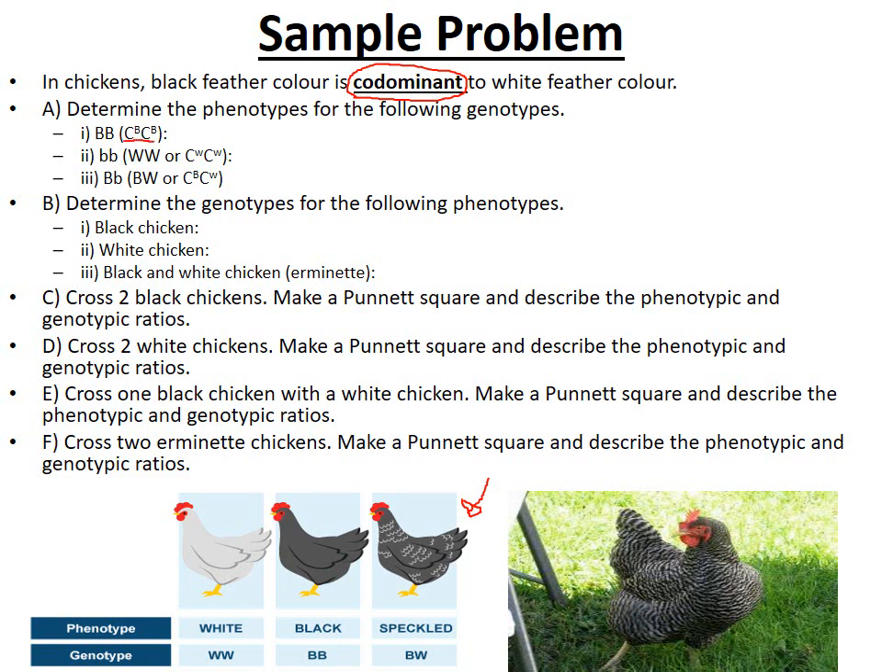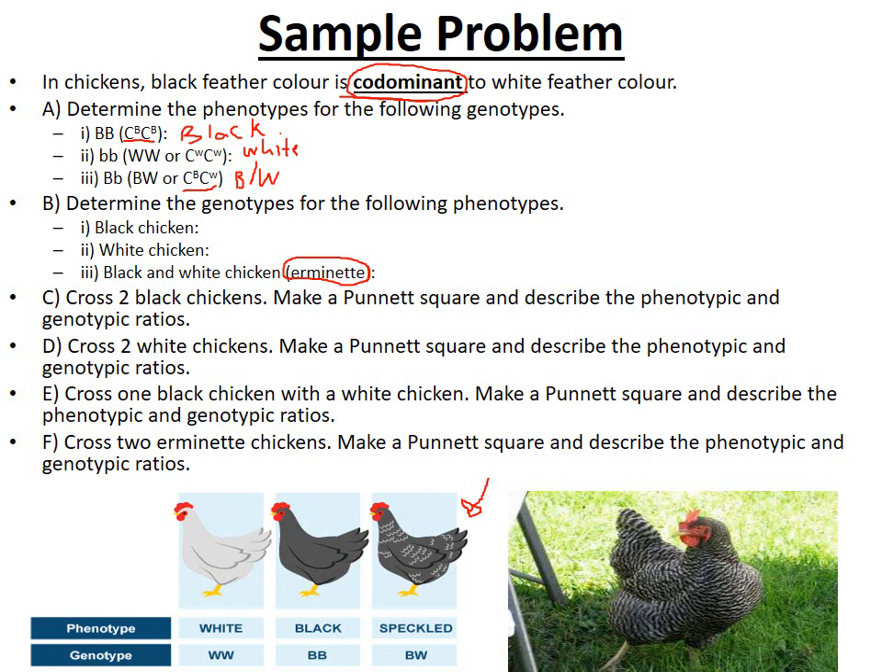So if we have CB, you know that that would be a black feathered chicken. If you have CWCW, then you know that would be a white feathered chicken. And if you have the heterozygous and we told you it's co-dominant, then you know it's black and white. The name we give for that type of chicken is an erminette chicken. Black and white. That's the name we give for the black and white feathered chicken.